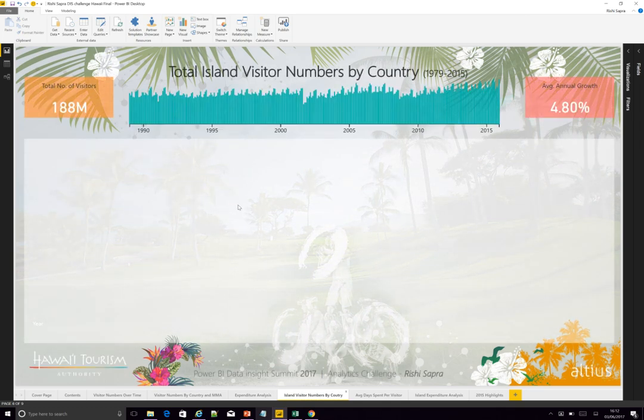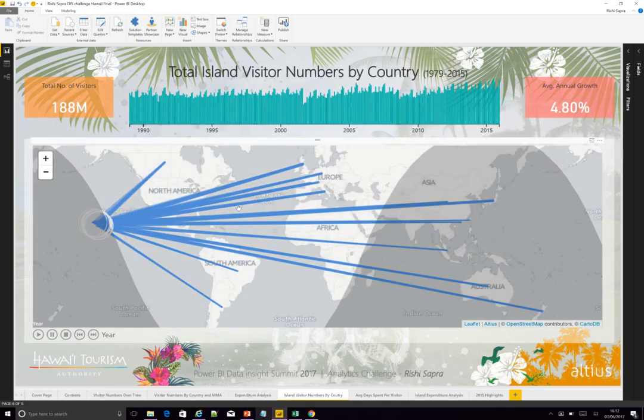Lastly, we'll look at this total visitor numbers by country to each Hawaii island, and this custom map visual developed by Altius. We can look at this map by a time period by using the play axis, and the thickness of the lines represents the total visitor numbers.